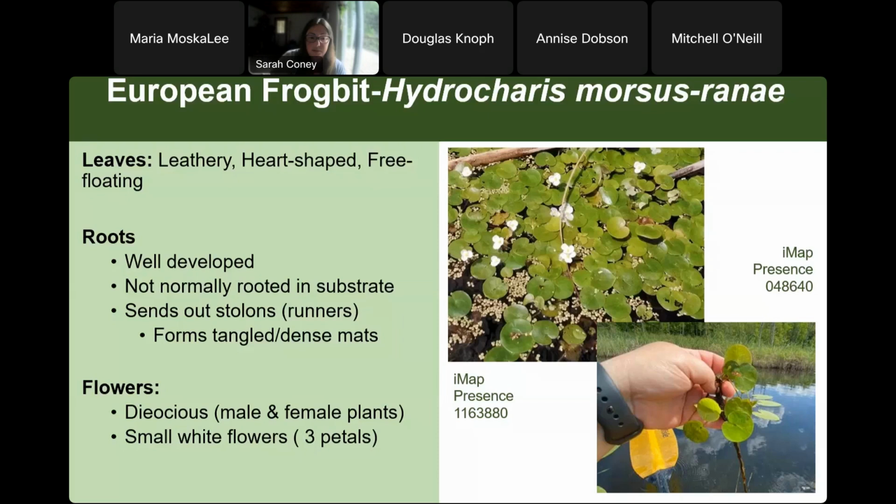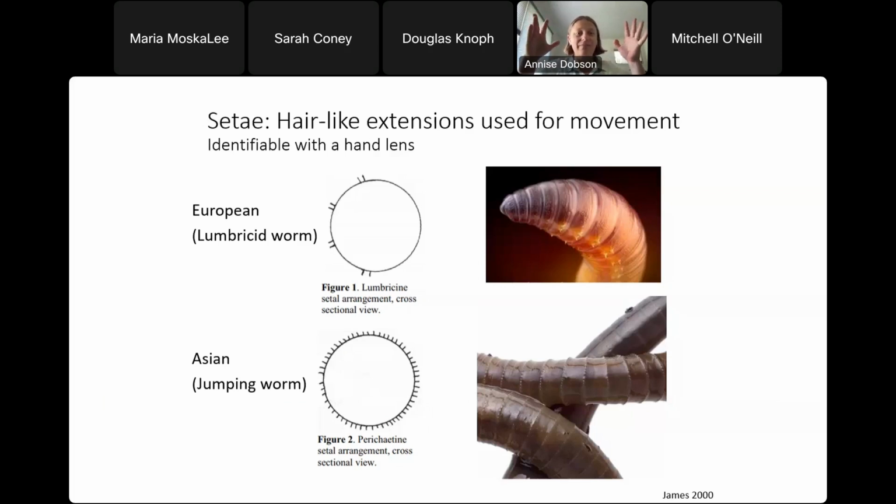In the lumbricid earthworm, they're usually paired, or maybe close or widely paired, but there's usually around 8 to 10 of them as you go around the circle of the worm. Versus in the jumping worm, there are all of these little hairs stacked right beside each other in the ring around each segment. Next slide.